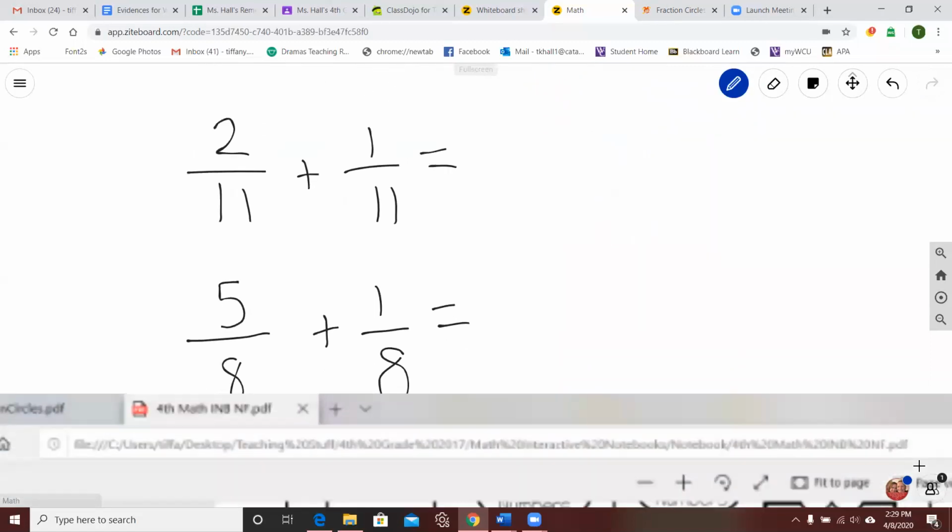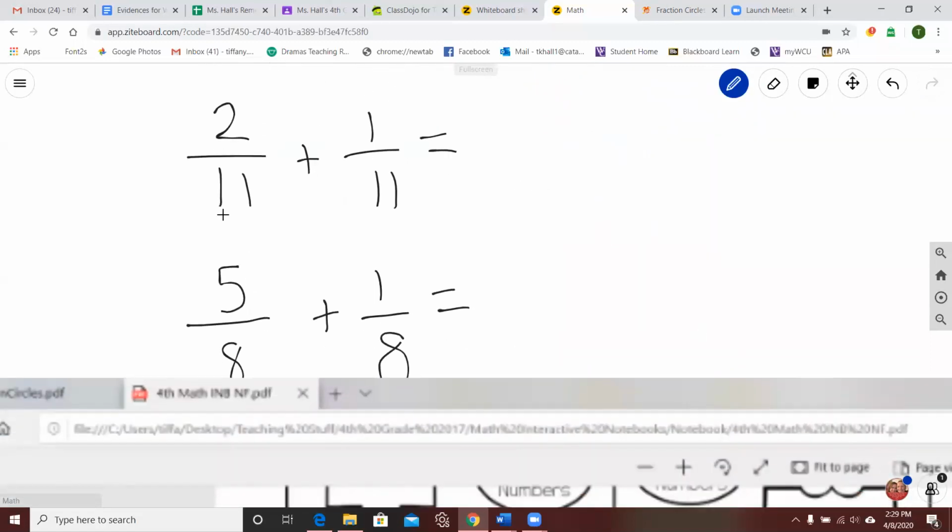Okay, let's try 2 more. 2/11 plus 1/11. Our denominator is what? 11. What is our numerator? Well, the 2 plus the 1 equals 3. So 3/11 is your answer.